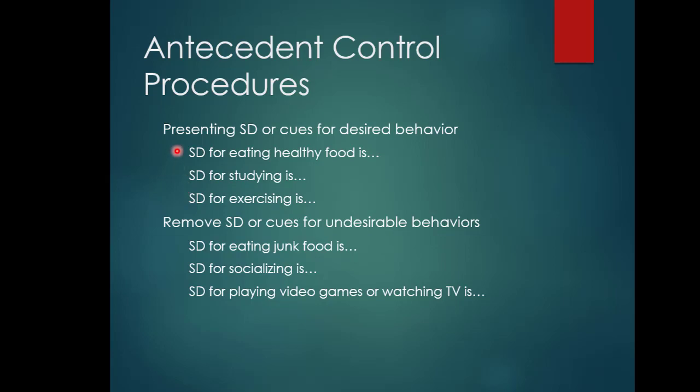Well, if you remember what SDs are, right? These are stimuli in the antecedent portion that let us know a reinforcer is available for a particular behavior. So if the behavior that you want to increase is eating healthy food, well, in order for that to happen, you have to have the SDs for eating healthy food available, which would be the food itself. So carrots, apples, oranges, whatever it is that you want to eat, salads, vegetables, those need to be present in order for you to engage in that behavior.